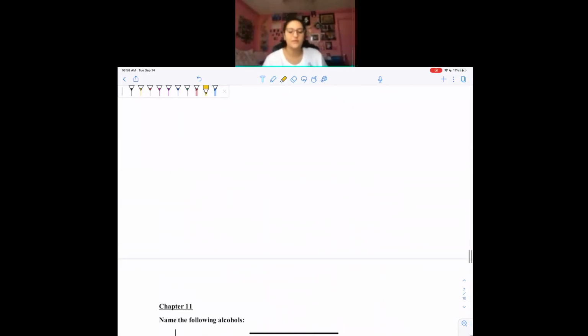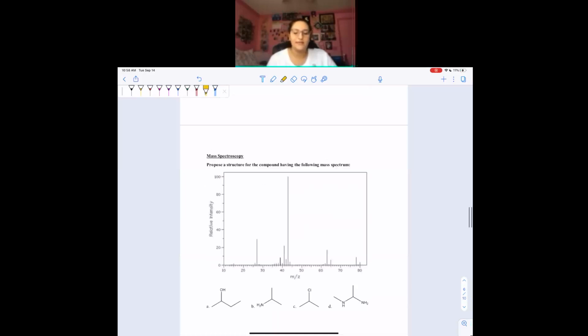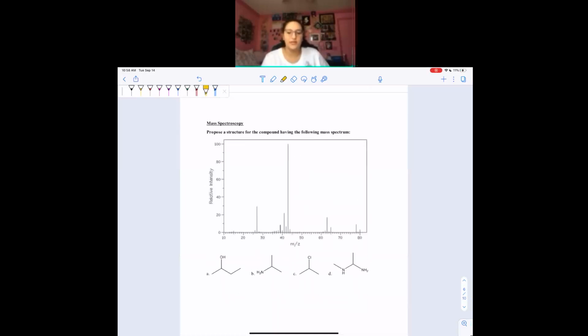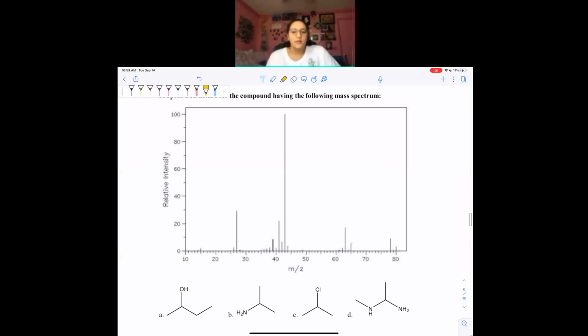All right, so do you guys want to do a couple mass spec questions, or do you want to go into the chapter 11 stuff? Okay, someone already said yes, so let's just do this right quick. Okay, so we are trying to figure out which one of these structures matches this mass spec. So we have 4 main things that we look for: the base peak, the M+ peak, the M+1, and M+2. Remember, we don't always have an M+2.